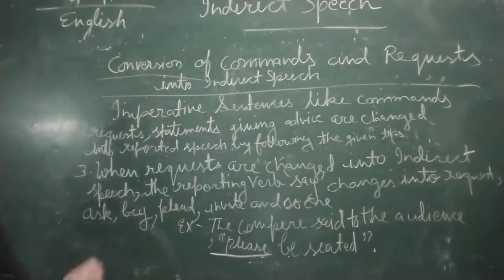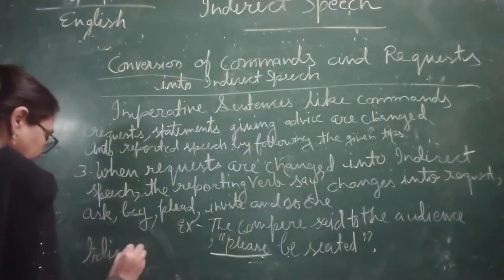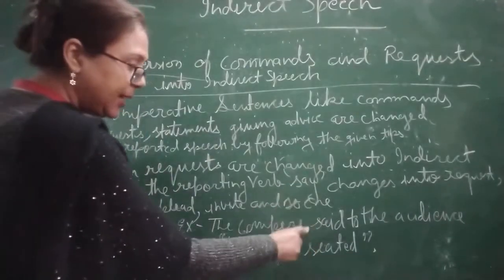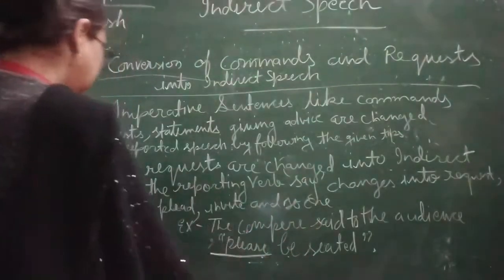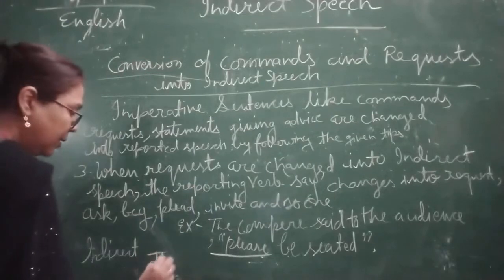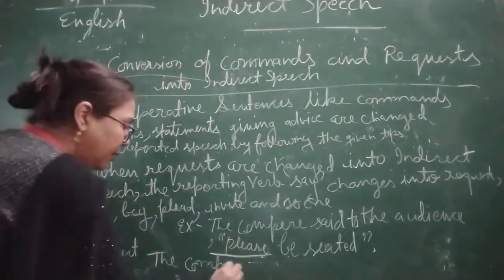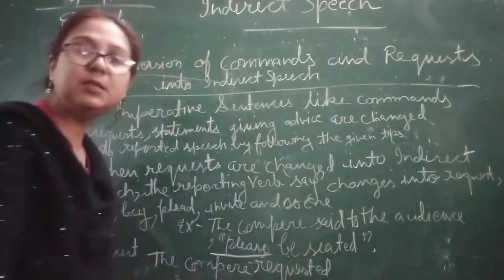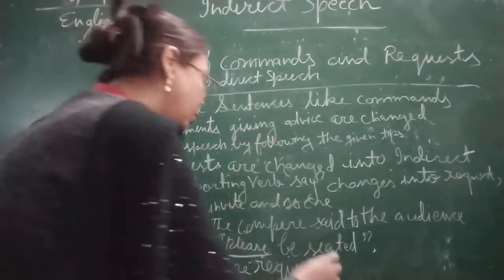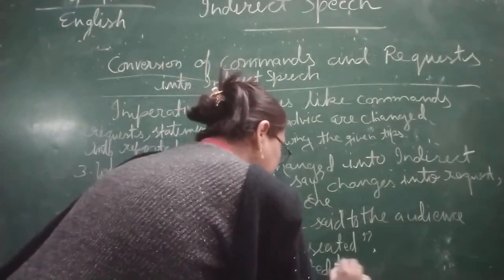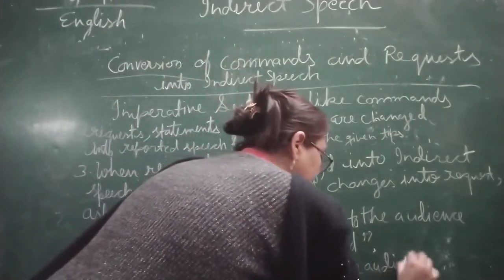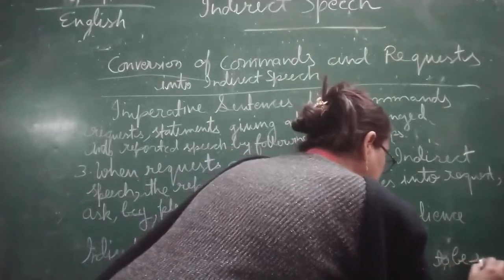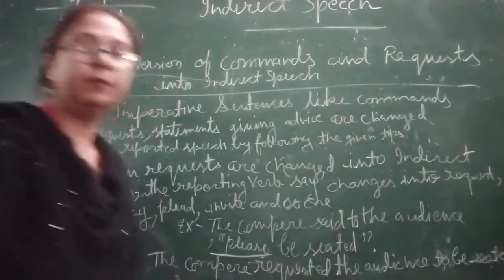Now we will change it into indirect speech. How will we write this? In this sentence, said is the reporting verb. In place of said, we will write request. So the compere requested the audience to be seated. As we have discussed, we have to use the infinitive.